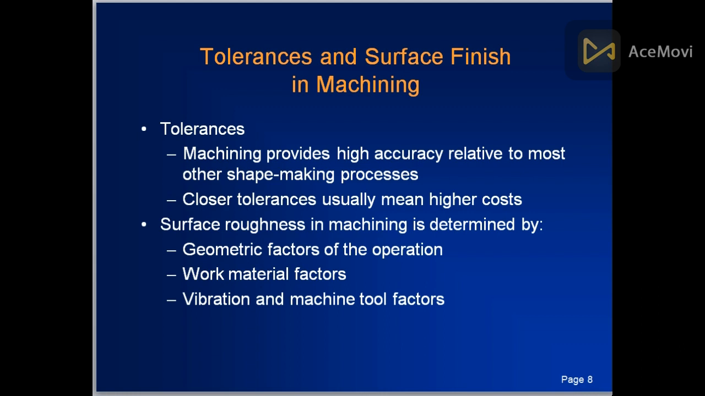Tolerances and surface finish in machining. First of all, we discuss tolerances. Machining provides high accuracy relative to most other shape making processes. Closer tolerance usually means higher cost. If we move toward closer tolerances, it means we require more machining and higher cost. Surface roughness in machining is determined by geometric factors of the operation, work material factors, and vibration and machine tool factors. These are some factors that cause the surface roughness.